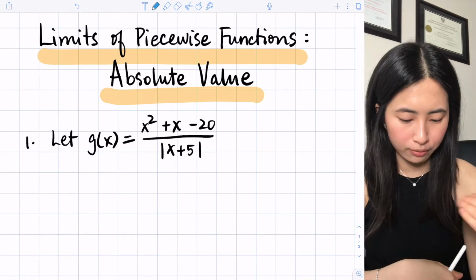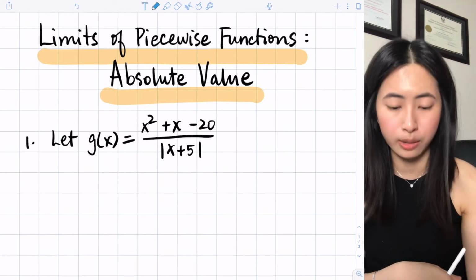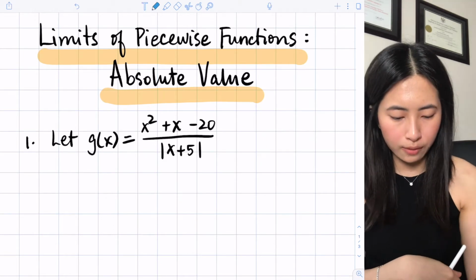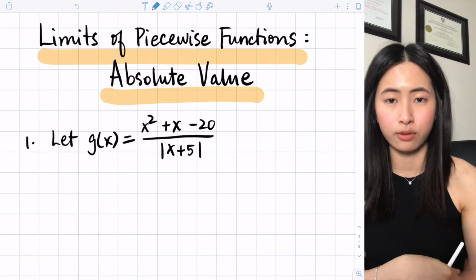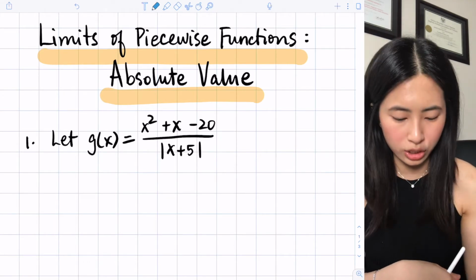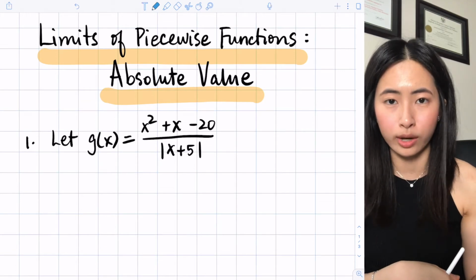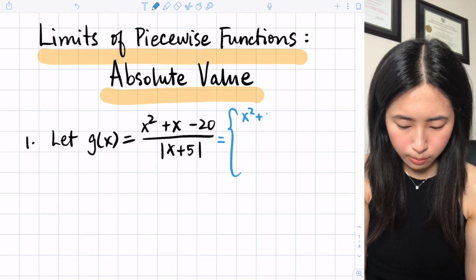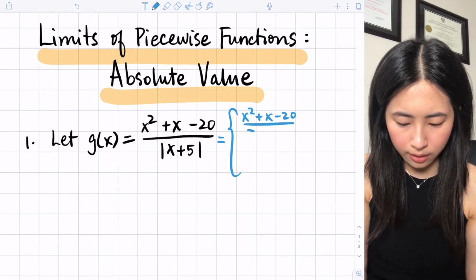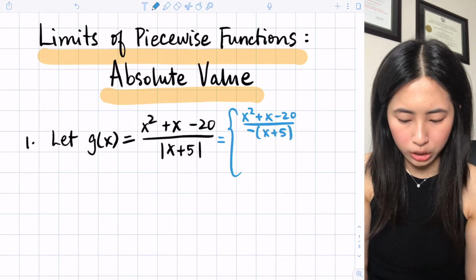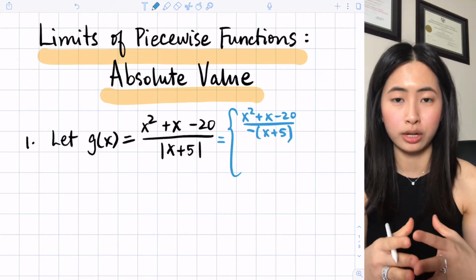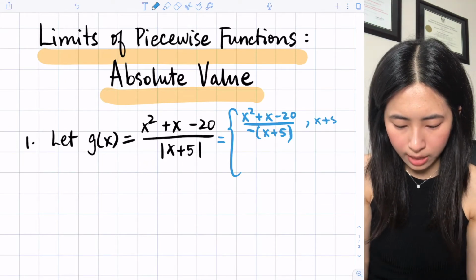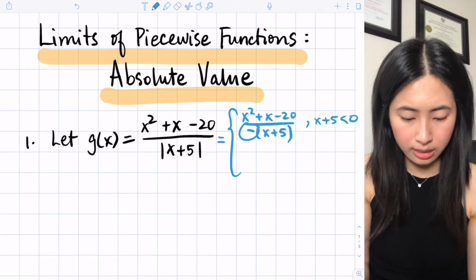For the first example, we have let g of x equal x squared plus x minus 20, over the absolute value of x plus 5. The first thing you have to keep in mind whenever you're looking for limits involving absolute value is to split g of x, in this case, into a piecewise function. In other words, you would have x squared plus x minus 20 over negative times x plus 5. Make sure you include x plus 5 in a bracket because you're supposed to distribute the negative sign. And this is when x plus 5 is less than 0, and hence the negative sign.